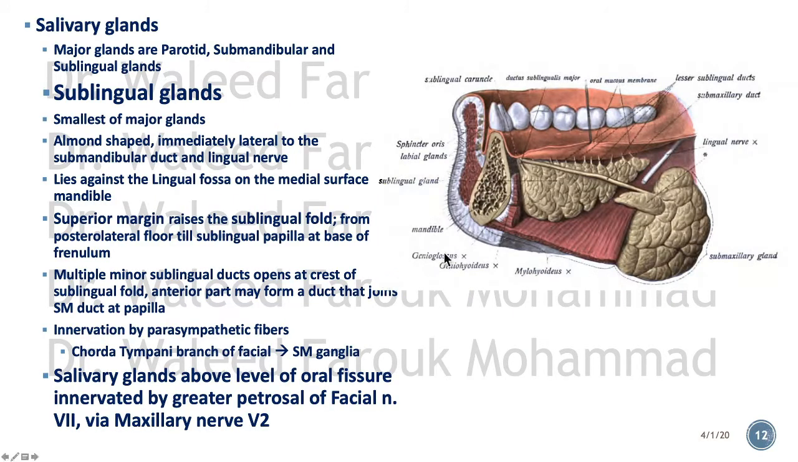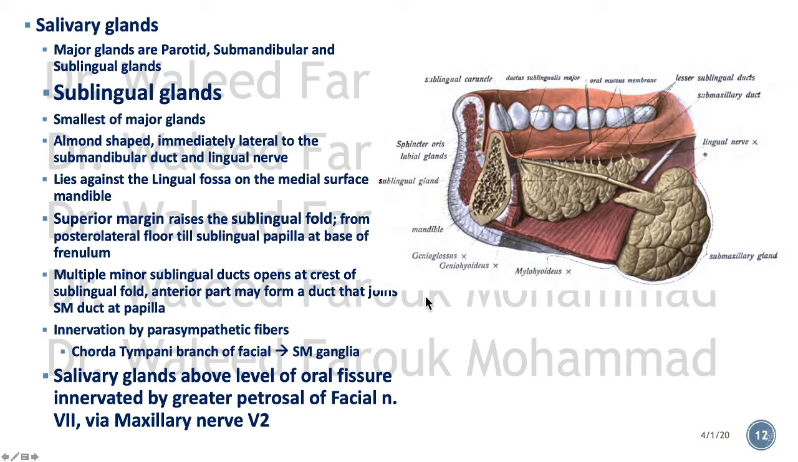Okay, salivary glands, all salivary glands. We said that the major salivary glands are parotid, submandibular, and sublingual, and there are many scattered salivary glands all over the oral cavity and the palate, and the wall of the pharynx, the wall of the oropharynx especially. So we studied the submandibular. Now it's the turn of the sublingual.